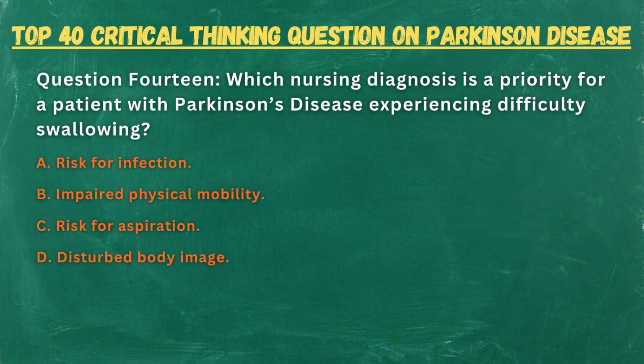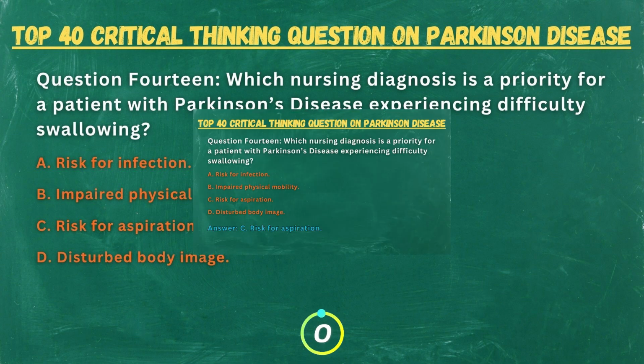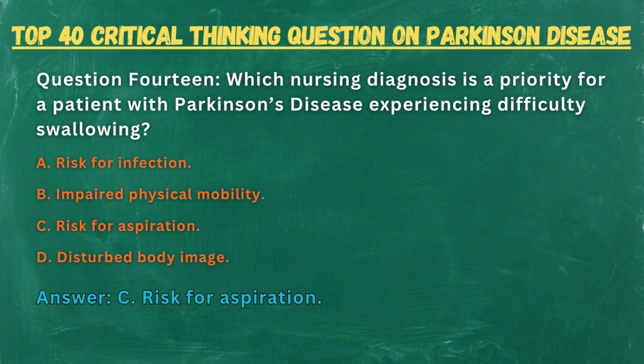Question 14. Which nursing diagnosis is a priority for a patient with Parkinson's disease experiencing difficulty swallowing? A. Risk for infection. B. Impaired physical mobility. C. Risk for aspiration. D. Disturbed body image. Answer: C. Risk for aspiration.